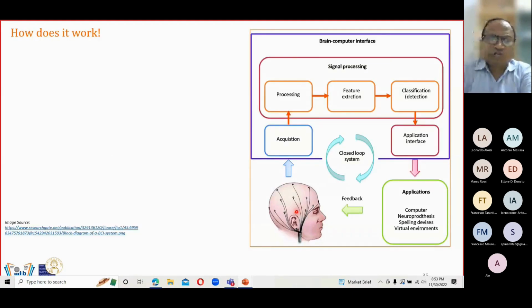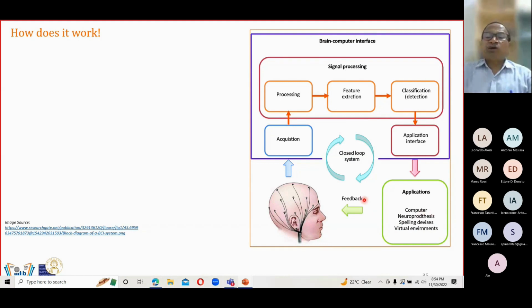So how does it work is very simple. Look at here. I think the description of this diagram already appeared before. We acquire the signal, we pre-process the signal, we process the signal, we extract the features, we classify the features, then it goes to the application interface. The application interface may be an API, IoT, or whatever. That can include computers, meaning you can prompt the computer to do something. You can do neuroprosthesis, spelling devices, virtual environments; any task can be performed by this interface. So this is how your brain computer interface works.